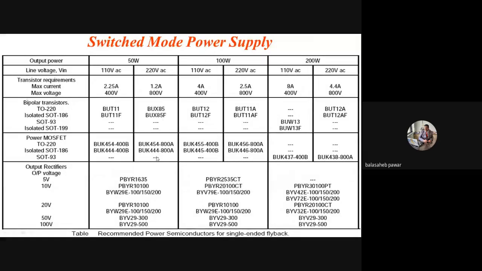Now, in the data sheet, some recommendations are given by the manufacturers while designing that single-ended flyback converter. Recommended power semiconductors according to the requirement. Requirement means what? Not only output voltage. Generally, we are considering designing and developing a 5 volt SMPS or 5 volt linear power supply, etc. But we have to consider in terms of wattage. We have to design and develop that particular power supply with this and this watt.